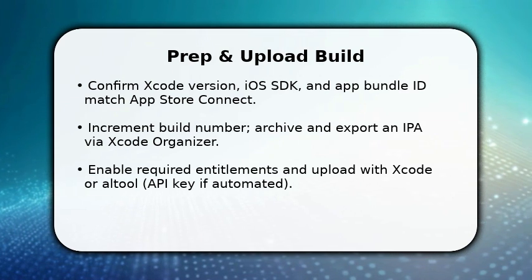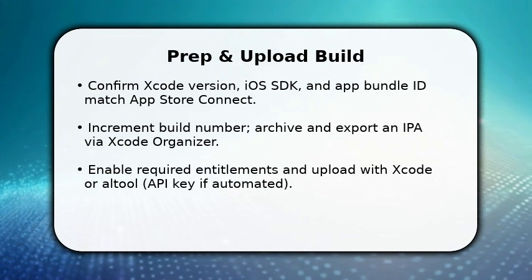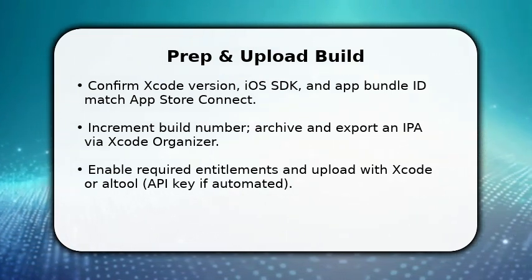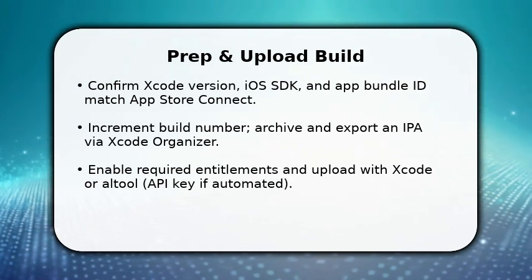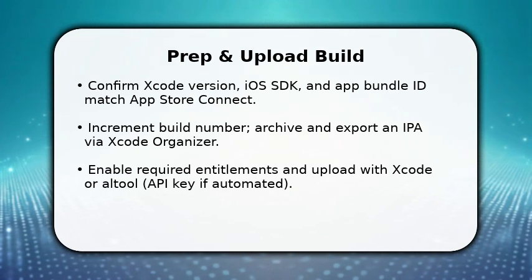Export an IPA for distribution. Then upload the build using Xcode's Organizer or altool with your API key for automation. This ensures App Store Connect receives a valid artifact and prevents mismatch rejections. So handle entitlements and provisioning.